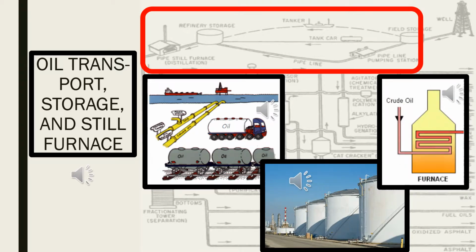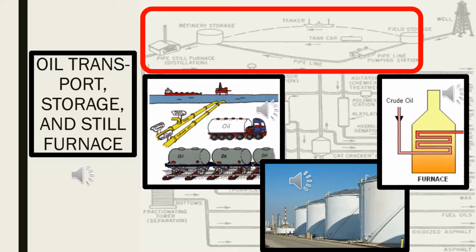The feed to a distillation tower is heated by flow through pipes arranged within a large furnace. The heating unit is known as a pipe still heater or pipe still furnace, and the heating unit and the fractional distillation tower make up the essential parts of a distillation unit or pipe still.